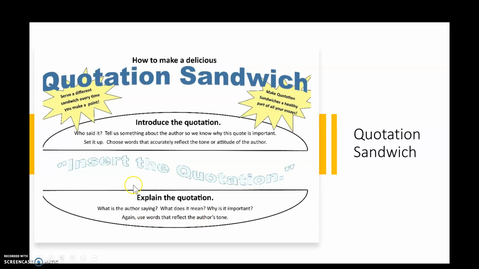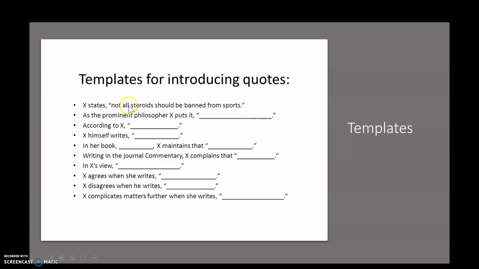Again, use words that reflect the author's tone. So again, this is IPA: introduce, present, analyze. So here's some templates for introducing quotes, because a lot of students do struggle with how to do that. So X states, not all steroids should be banned from sports. X states is the introducing part.